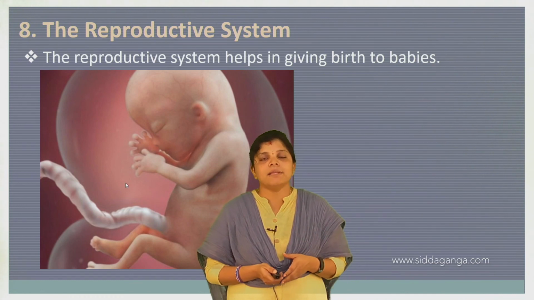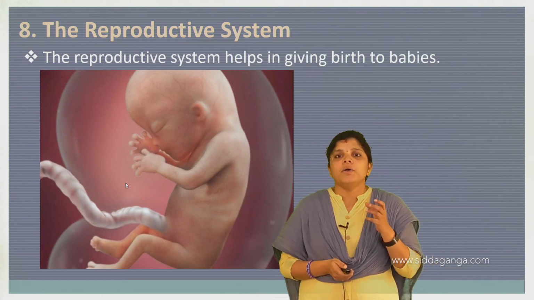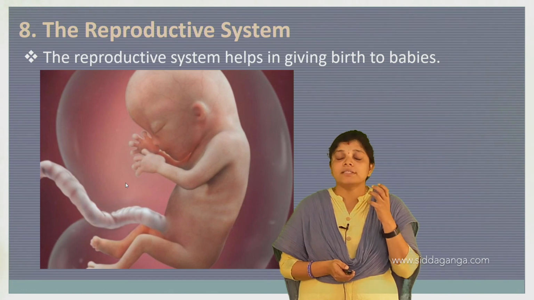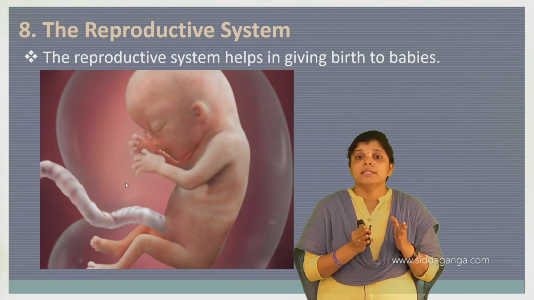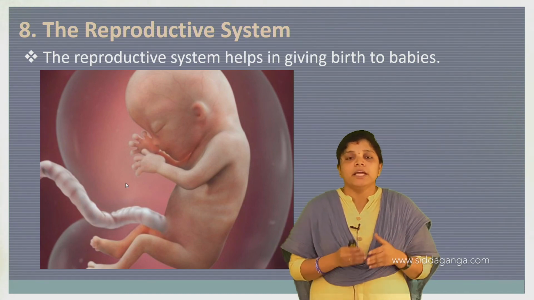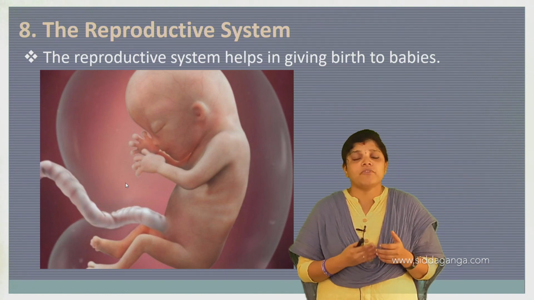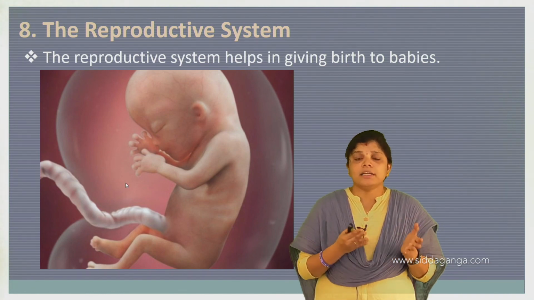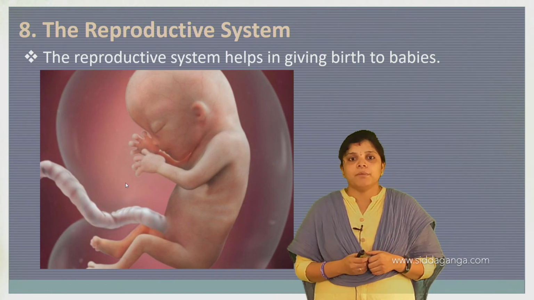And the next system is the reproductive system. See, normally human beings have a certain life period. If they do not undergo the process of reproduction, what happens? That species will become extinct. So that's why reproduction is very important to human beings.